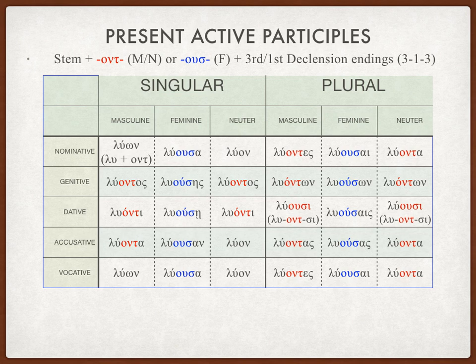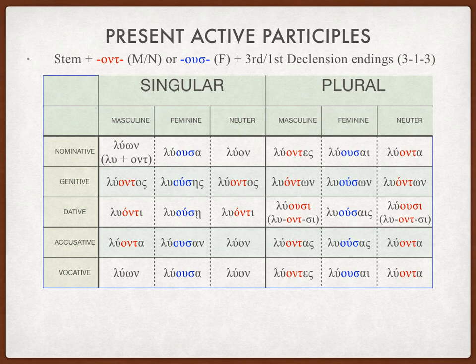Anytime I see ont, just like anytime I saw amen, that's going to be my infix to tell me that this is a participle, but in the active voice instead of the middle voice. Or in the feminine column, I'll use us instead, and I'll show you how that differs things a little bit. And then I'll use my 3-1-3 endings, third declension for the masculine and neuter, and first declension for the feminine.